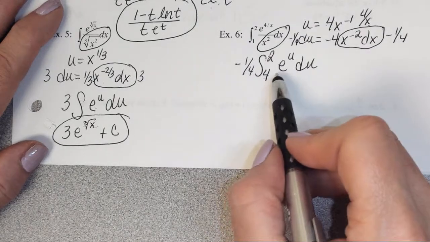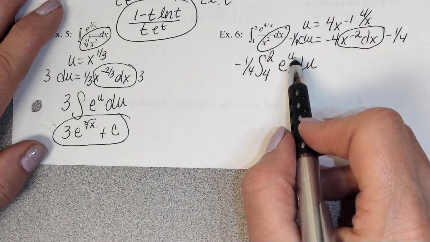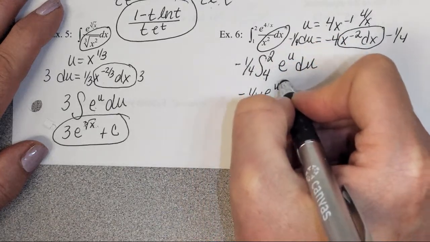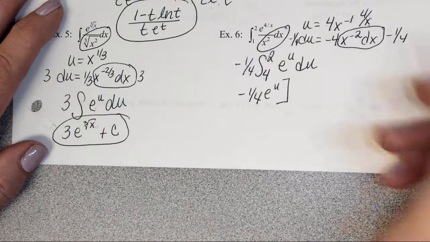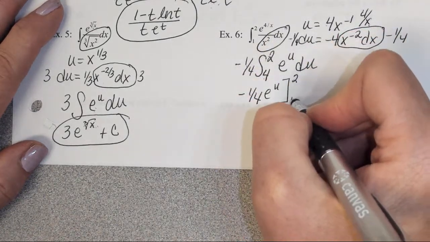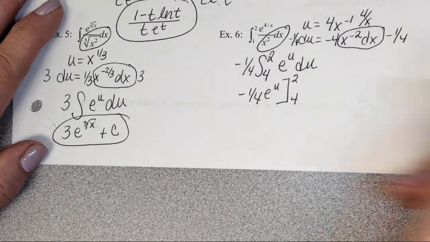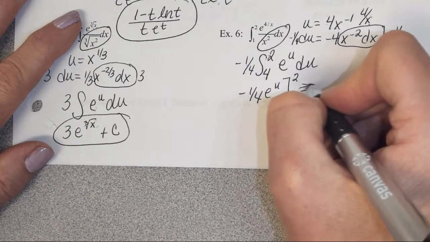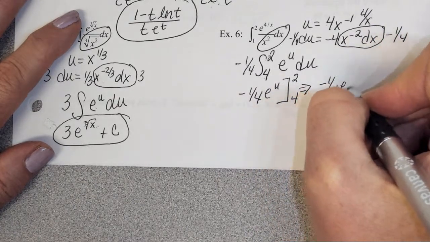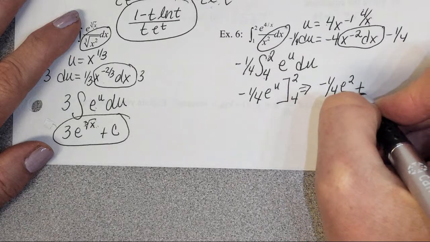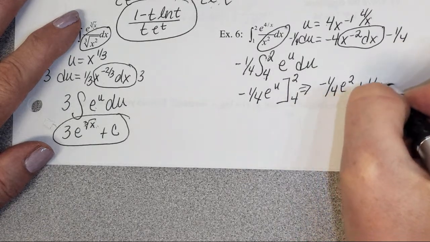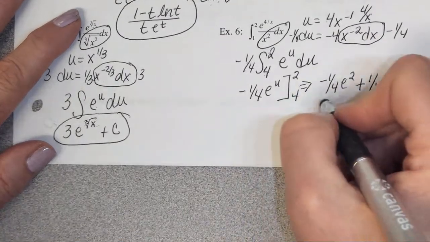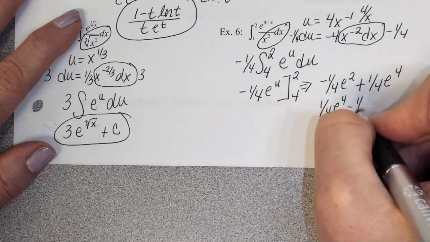Now we're ready to integrate. What's the integral of e to the u? E to the u. So I'm going to have negative 1/4 e to the u as my integral. I have to integrate from 2 to 4. So I'm going to plug in which number first, top or bottom? Top. So my answer is going to be negative 1/4 e squared minus negative 1/4 e to the 4th. That's our answer. In the back of the book, it would probably look like this.